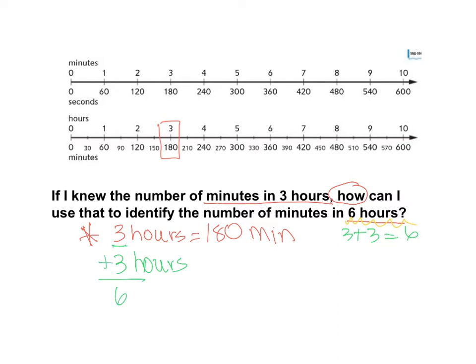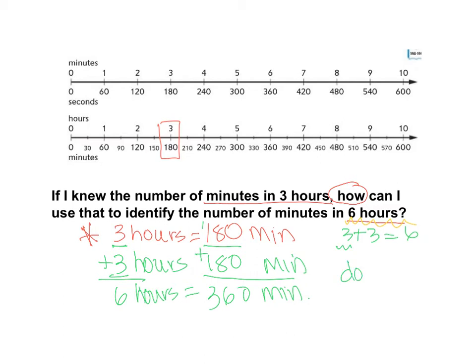So if 3 hours is 180 minutes, another 3 hours is another 180 minutes, and I would add them together. So 6 hours is equal to 360 minutes. So what I did is, since I knew 3, I doubled it. 3 plus 3 is 6.